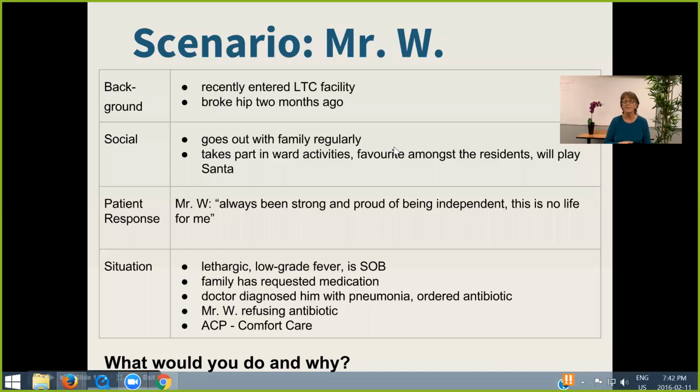Okay. So there's the screen. That's just the summary of what's happened, so you can just keep track of it. What would you do in this case, and why would you do it? If you were the nurse. He's refusing the antibiotic.